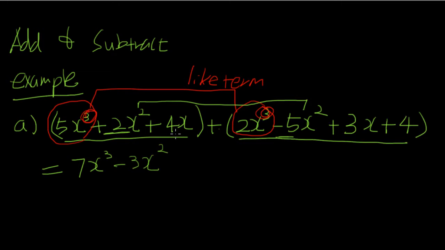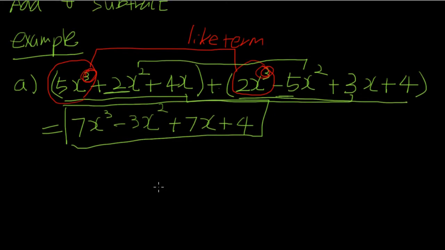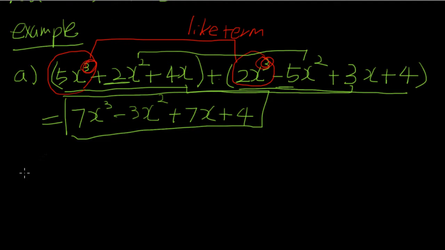And you have 4x and 3x. These two are also like terms, and you guessed it right, that becomes 7x. Now this one doesn't have the number term, and this one does. So what do we do? Well, the number term, just carry it along. So this would be our final answer. All right. Now, subtraction works almost the same.